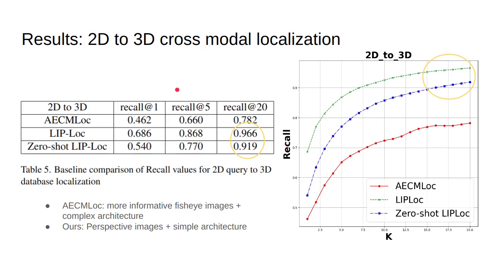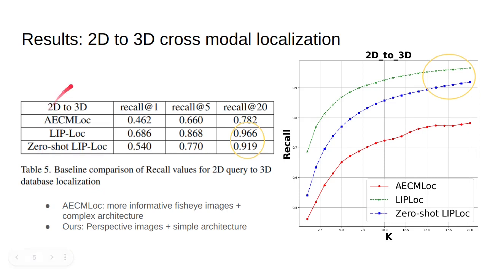We now discuss our results when tested on the KITTI-360 dataset. Our approach, LIP-Loc, significantly outperforms the previous state-of-the-art method known as AECM-Loc on the KITTI-360 dataset. Unlike AECM-Loc, which relies on fisheye images that require complex processing due to distortion and uses a specialized architecture, our method employs perspective images with a simple ResNet architecture trained in contrastive loss format. This choice simplifies the process while also maintaining high accuracy.